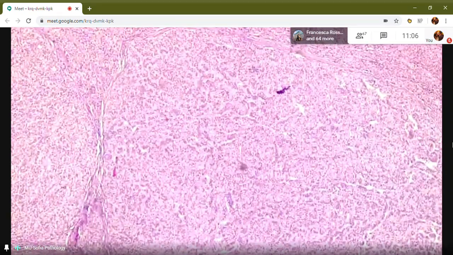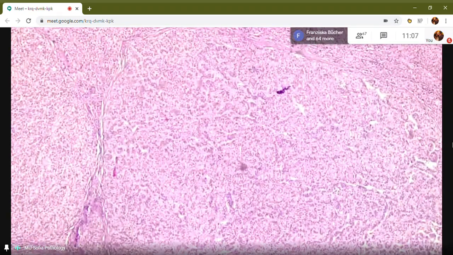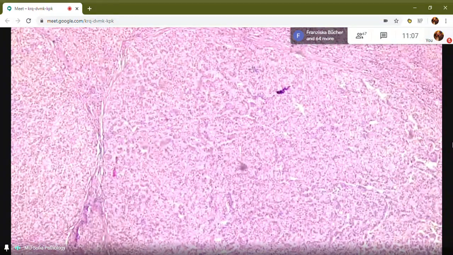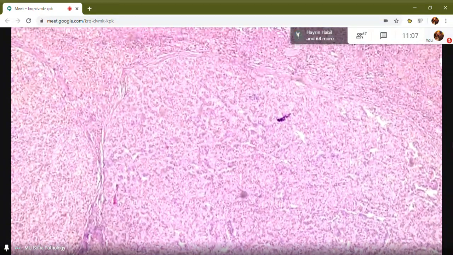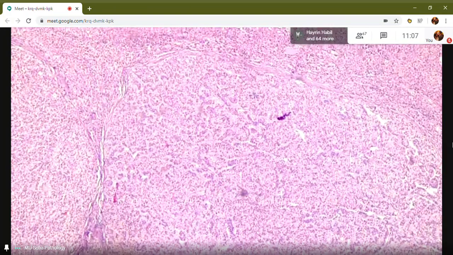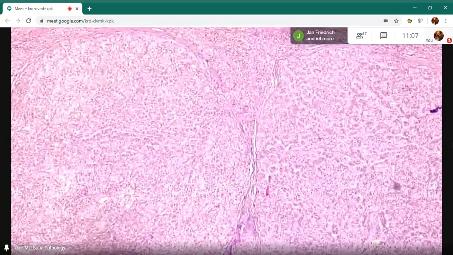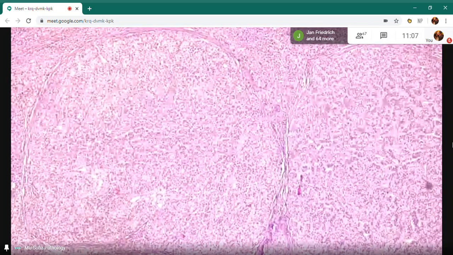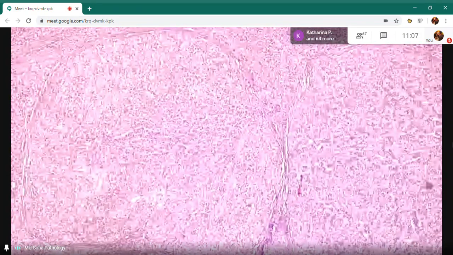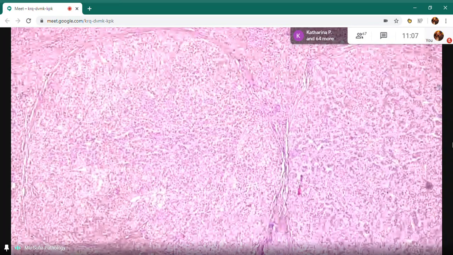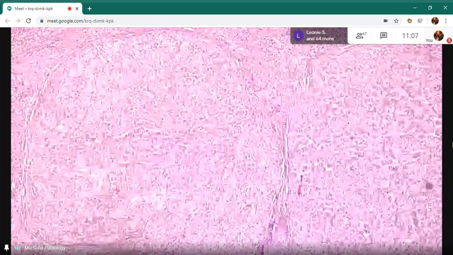Do you know what serum marker is increased in the case of hepatocellular carcinoma? This is one oncoprotein that is produced by the tumor cells.